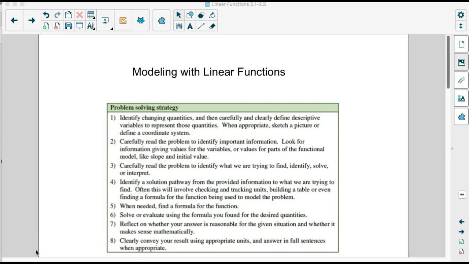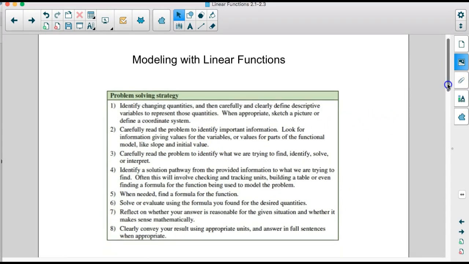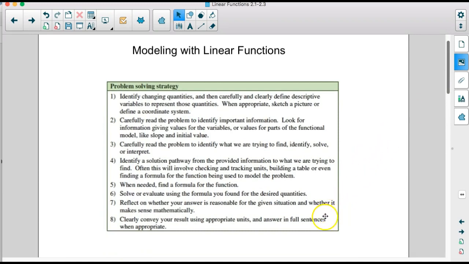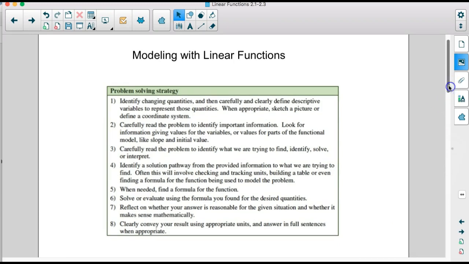So this is the generic problem-solving strategy that you can use for any type of problem, but in this section we're going to be writing linear functions and solving linear functions. So basically you'd be using y equals mx plus b. Now, you want to make sure that you answer the question clearly at the end using whatever units are appropriate. So if it's in feet, you're going to use feet. If it's in meters, or miles per hour, then that's what you would be using. So you want to use the appropriate units when solving these problems.